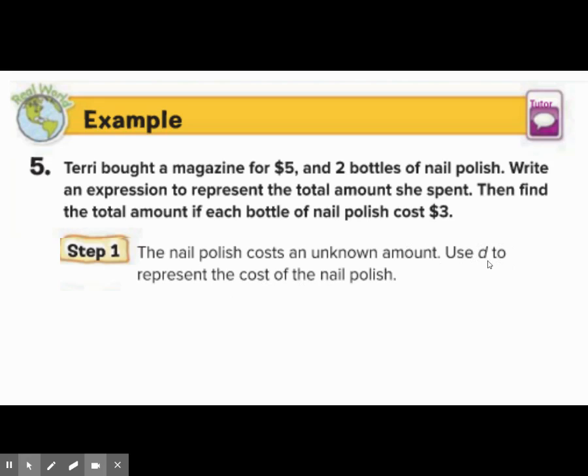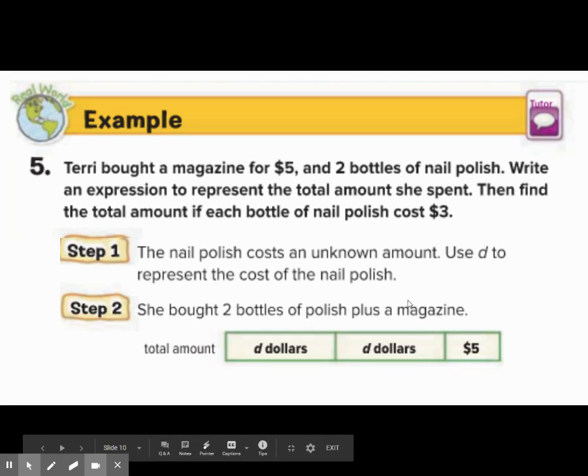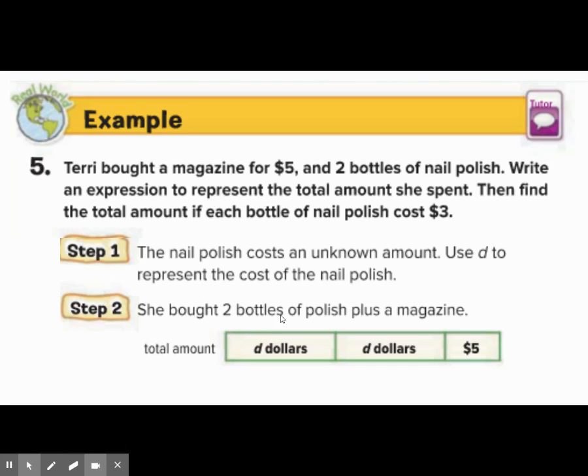D is going to be the cost of the nail polish as we start out. Again, we want to write an expression first before we put in the cost that we know. And then step number 2, she bought 2 bottles of polish plus that magazine. So if we were to write this out in the boxes, we would have D dollars plus D dollars plus $5. So if we were to write this as an expression, D plus D, we can also say 2 times D, plus the $5. That would give us the amount that we need.